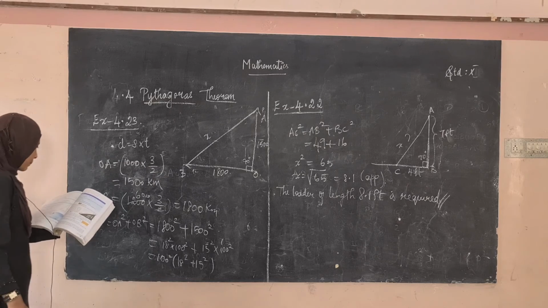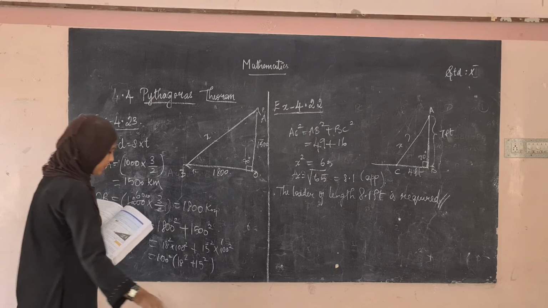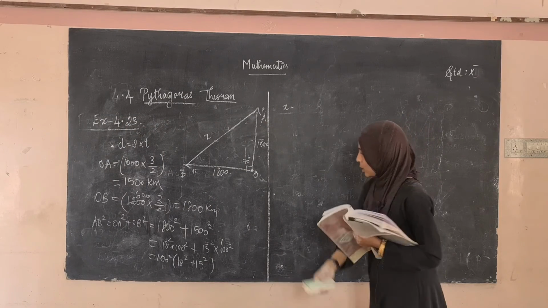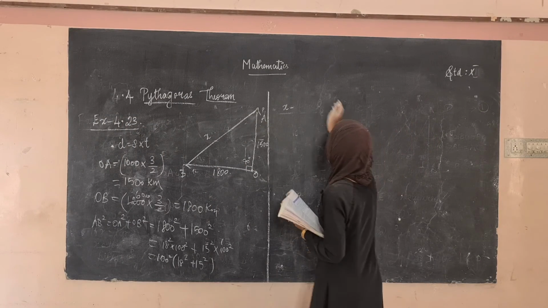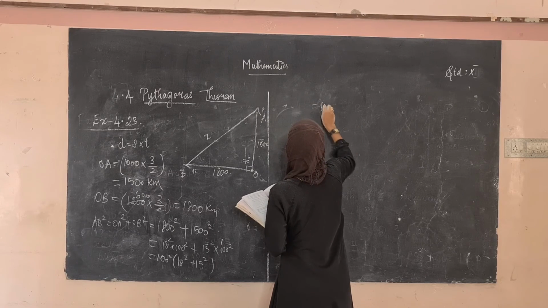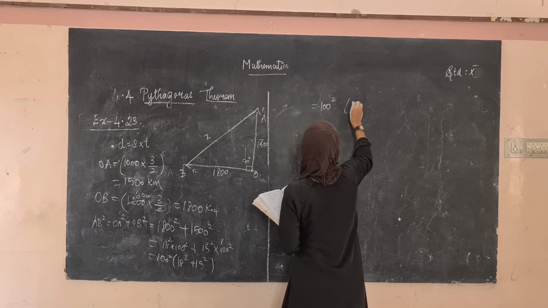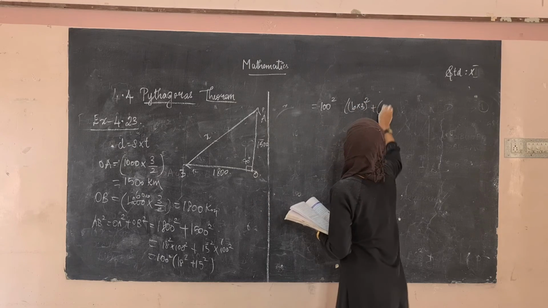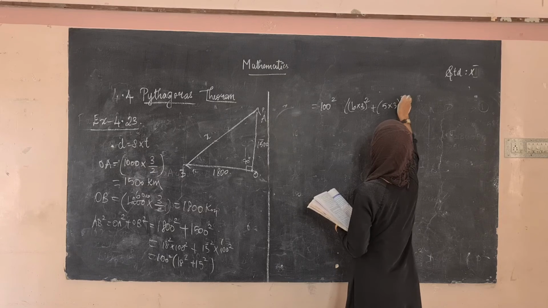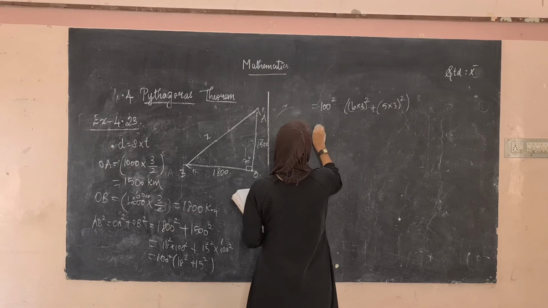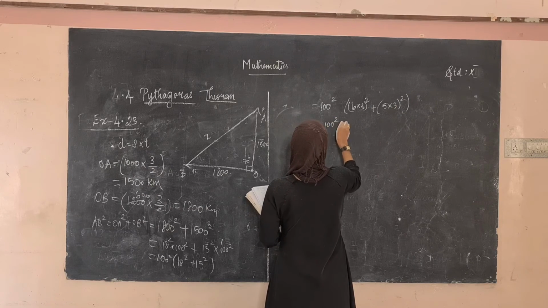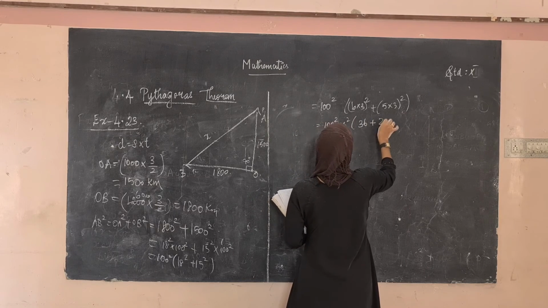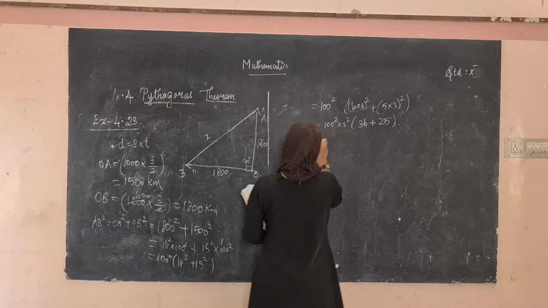What is 18 squared plus 15 squared? From this also we can take 3 outside, that is 100 squared. 18 can be written as 6 into 3 the whole squared, plus this can be written as 5 into 3 the whole squared. So we can take another 3 squared outside. 6 squared is 36 plus 25.